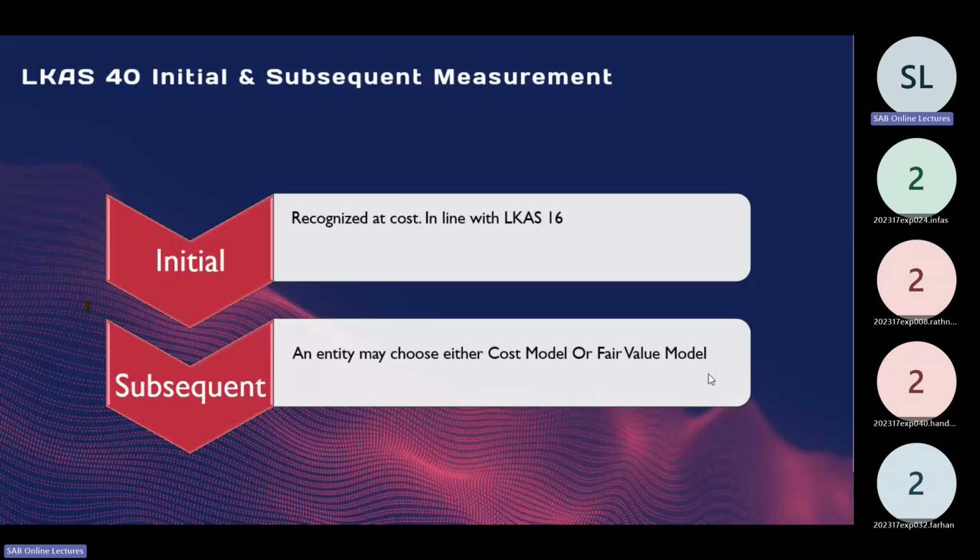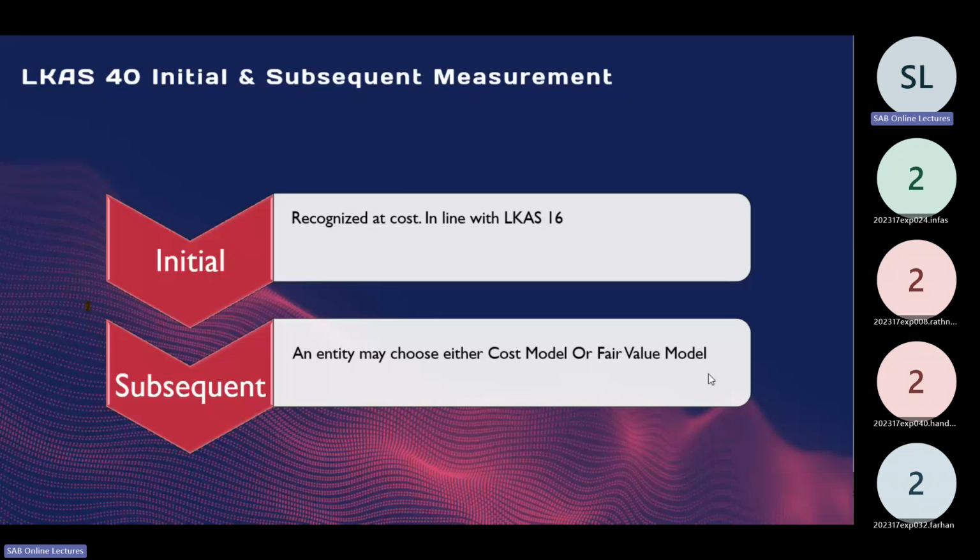Under the initial measurement, all investment property is measured at its cost. All the expenditures due to the acquisition are included in the cost. The expenditures include transaction costs, legal fees, transfer taxes and so on, which are necessary to acquire the investment property.